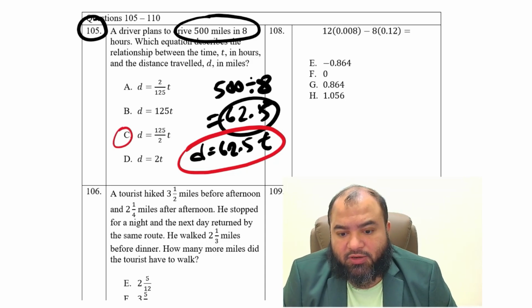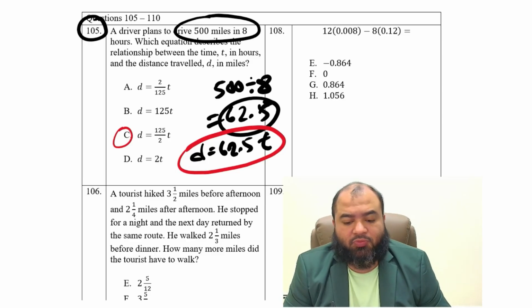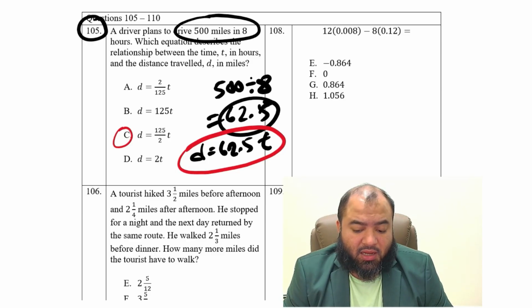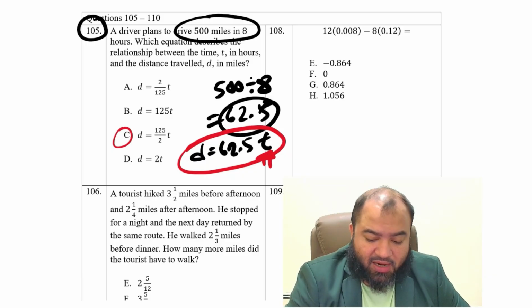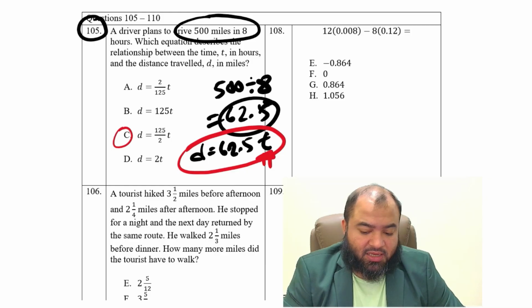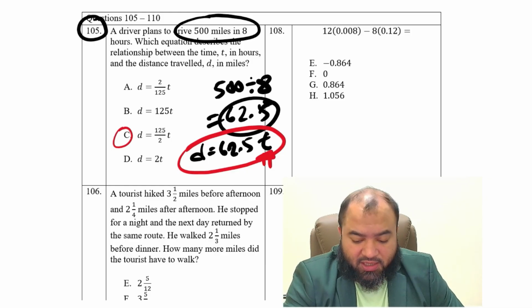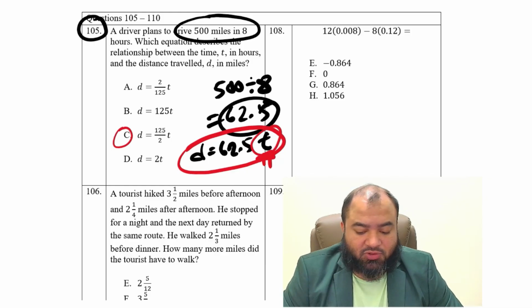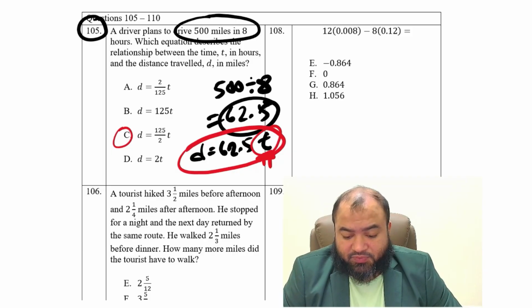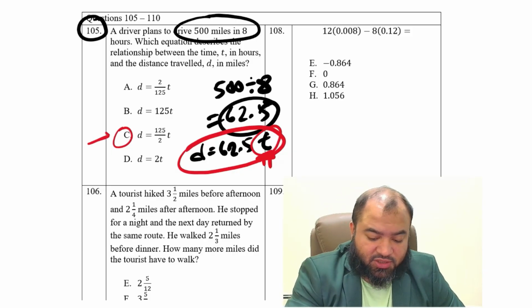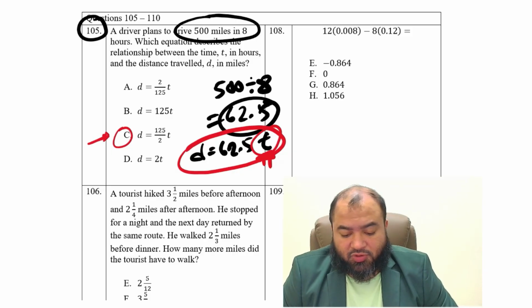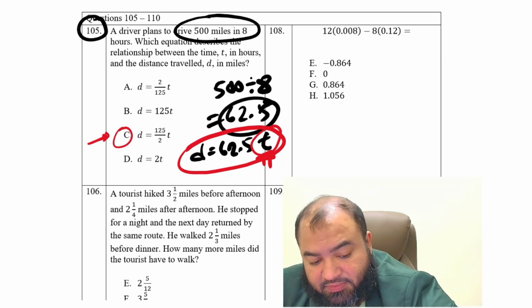Why 62.5 times the t? 62.5 is the distance it can travel in 1 hour. So you just multiply it by the t, the number of hours. It can vary, and that will give you the distance. So in 2 hours, if we plug in 2 for the t, it will be 125 miles. If we do 3, and so on. So this is the equation that you can use to calculate the distance every time.